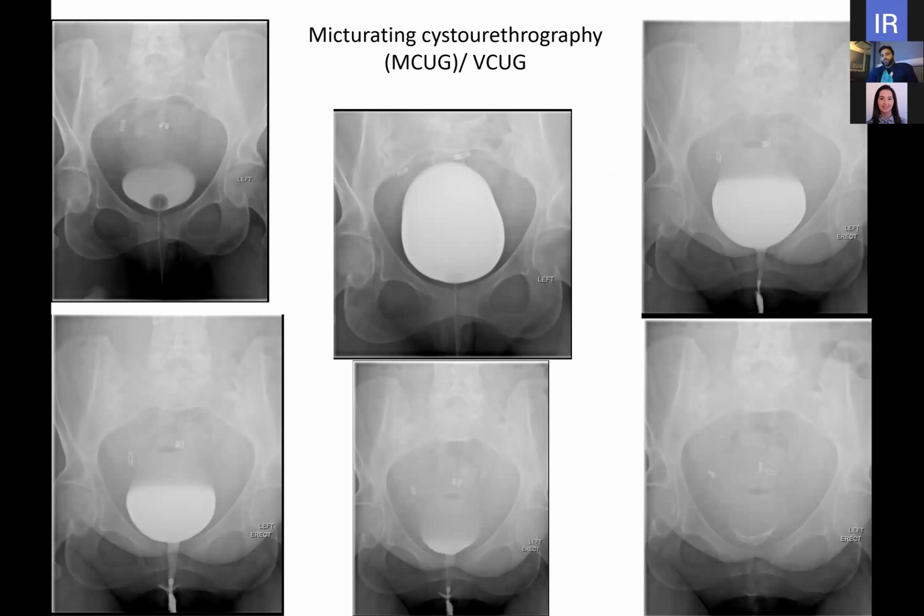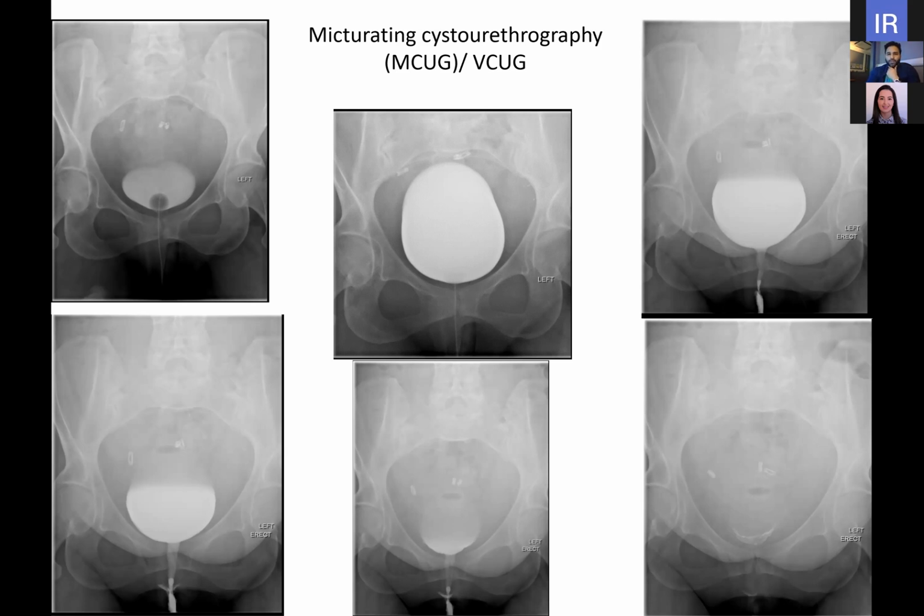So when it comes to evaluating reflux disease in children, there's a fluoroscopy study called MCUG, also known as micturating cystourethrogram. Essentially what this involves is putting a catheter into the urinary bladder and then injecting contrast into the urinary bladder, allowing it to fill. Depending upon the size of the urinary bladder, you can put in about 150 to 250 mLs.